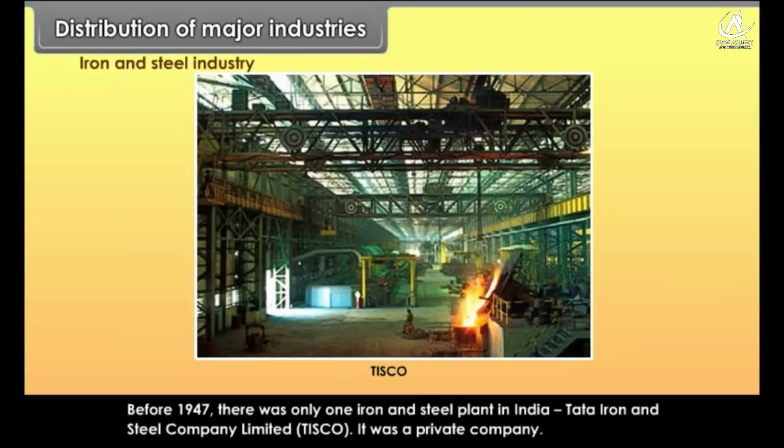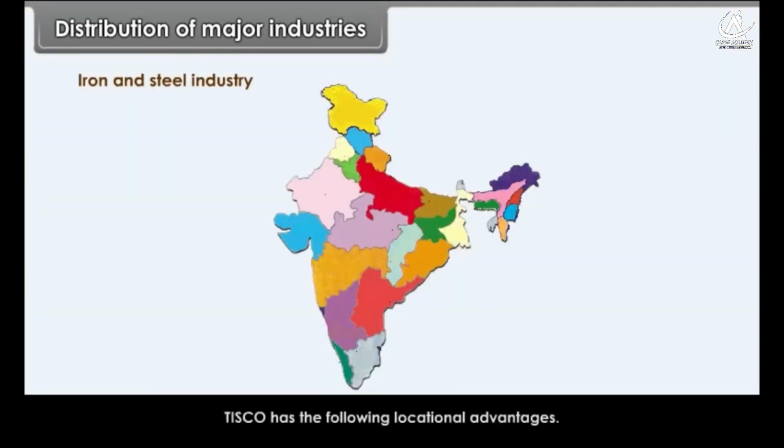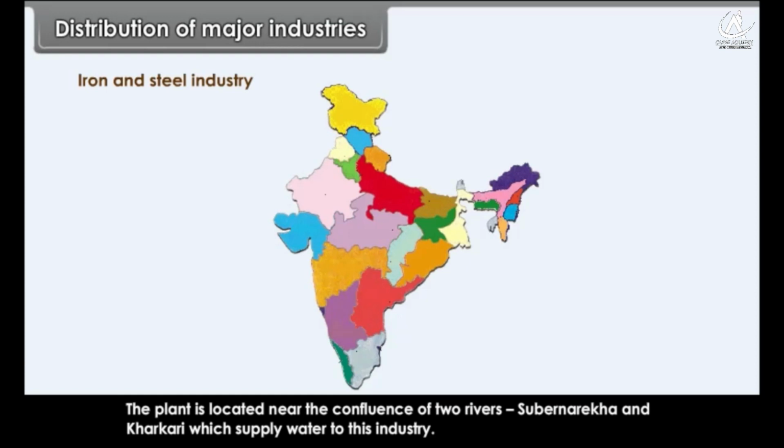TISCO. Before 1947, there was only one iron and steel plant in India. Tata Iron and Steel Company Limited, TISCO. It was a private company. TISCO has the following locational advantages. The plant is located near the confluence of 2 rivers, Subarnarekha and Kharkai, which supply water to this industry.